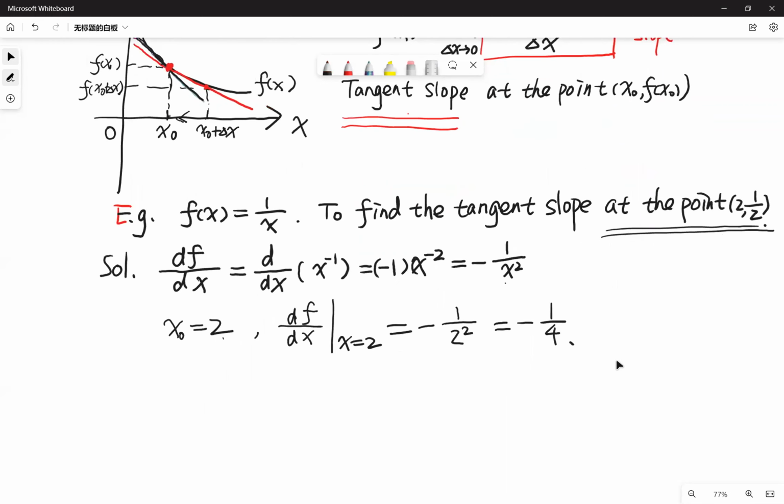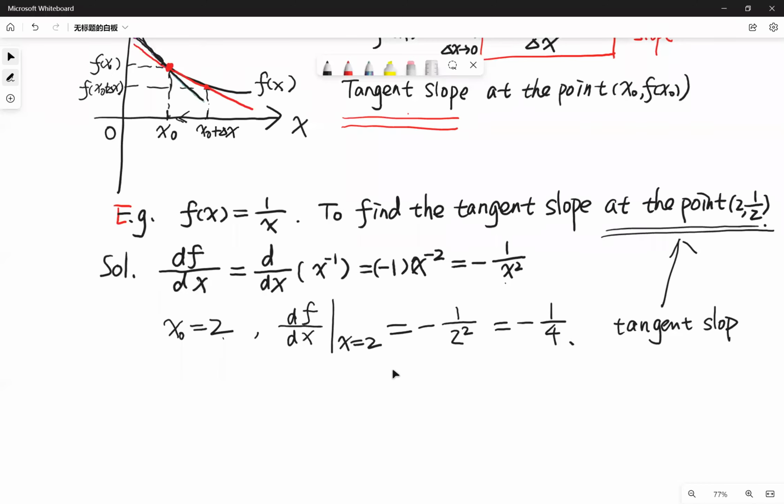And this means that the tangent slope at this point, (2, 1/2), is minus 1/4, right? But Laoshi, how can we graph this tangent? Oh, okay. So this is the geometric meaning of the derivative. It means the tangent slope at this point.